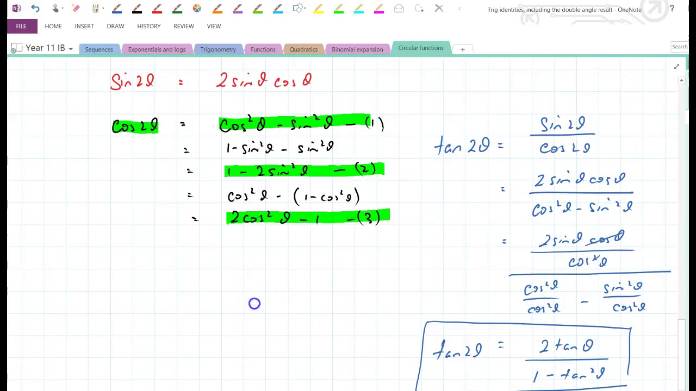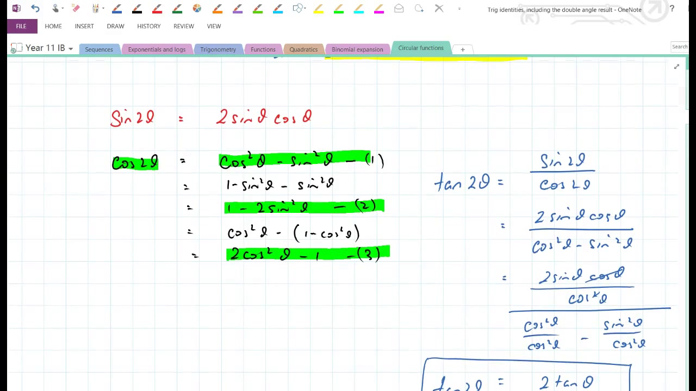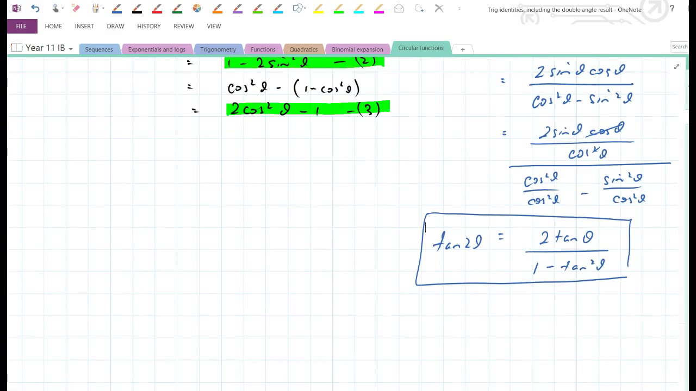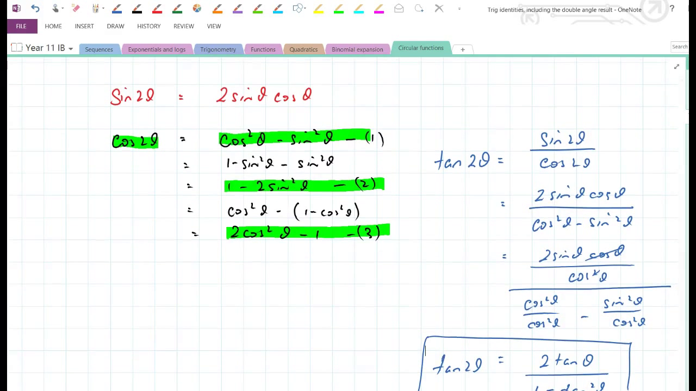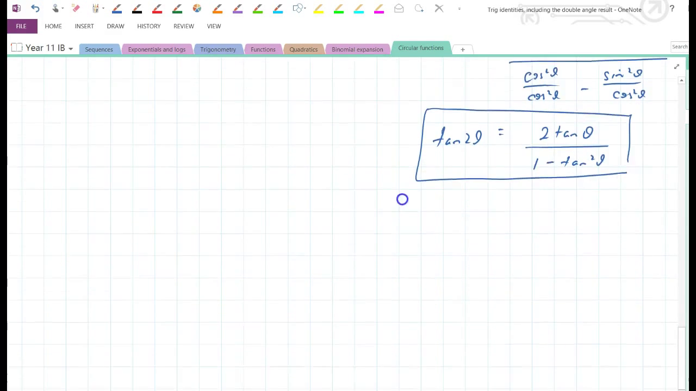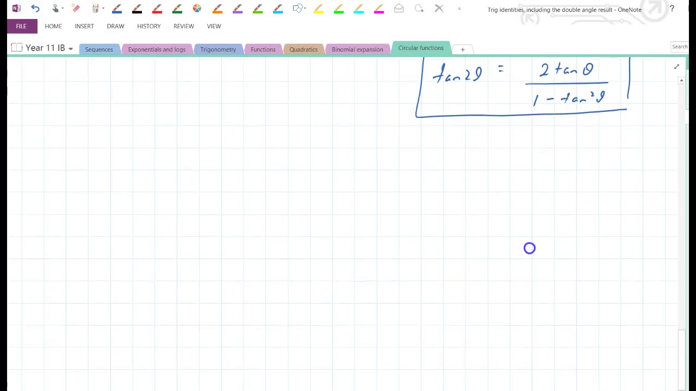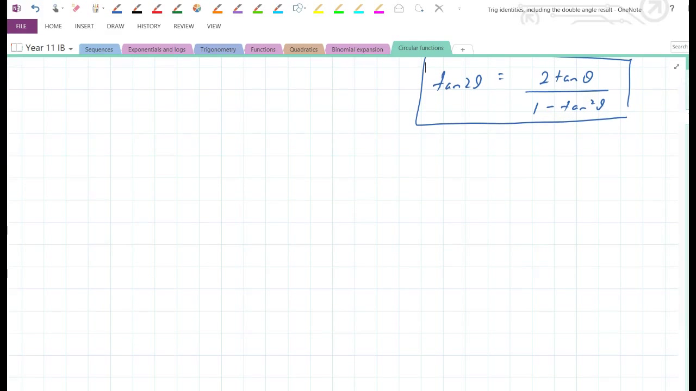How many trig results can you cope with? There we are. So the double angle results for sine, cos, and tan. And then we just go to using those. So I'm going to look at a couple of examples. Again, I'm going to pinch them out of the textbook, work them through. This is on page 458.